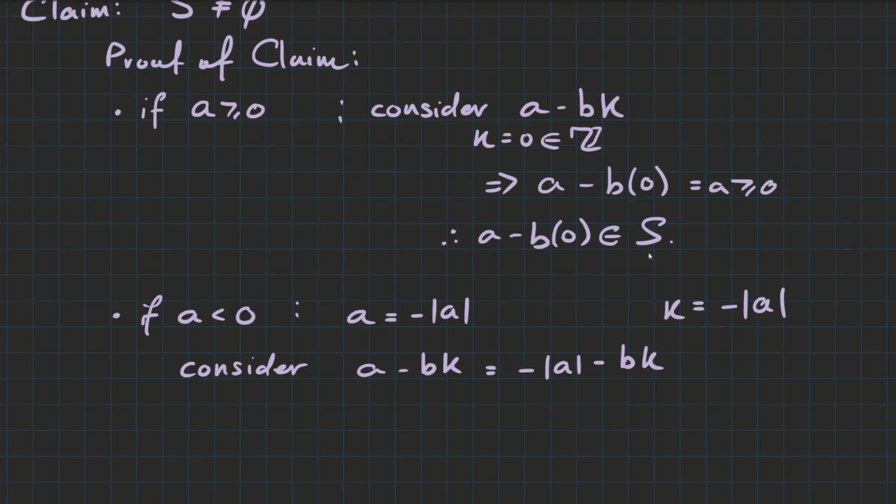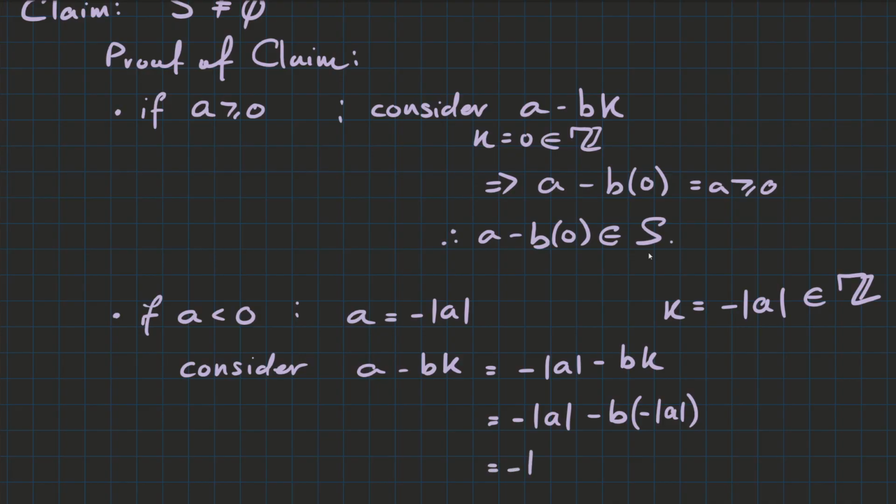Okay, and let's see why that works. So if I choose that, then I have negative absolute value of A minus B times negative absolute value of A. And to be clear, this is an integer, right? A is an integer. So the negative A is a negative integer, and the absolute value of A will be a positive number, but anyways, it's an integer, right? So I can choose that for K. And then what does this become?